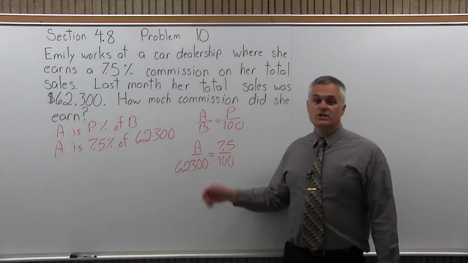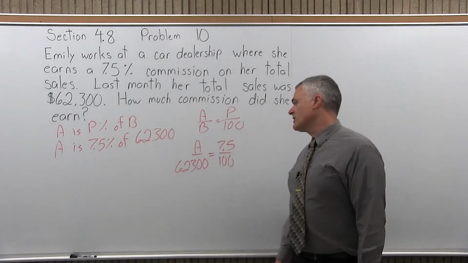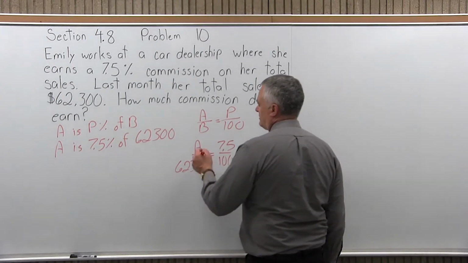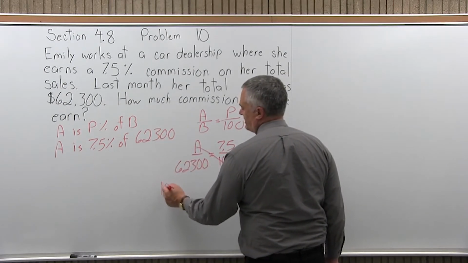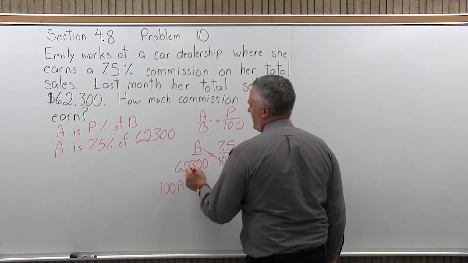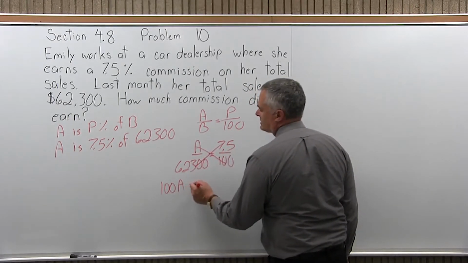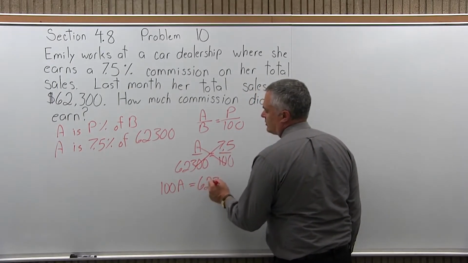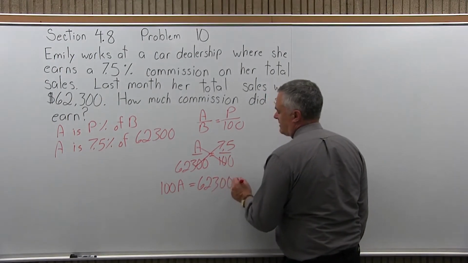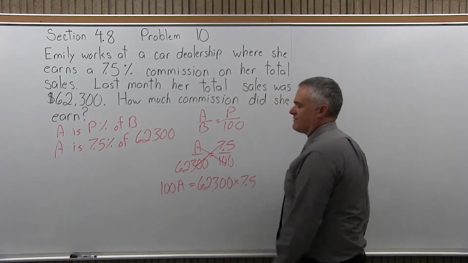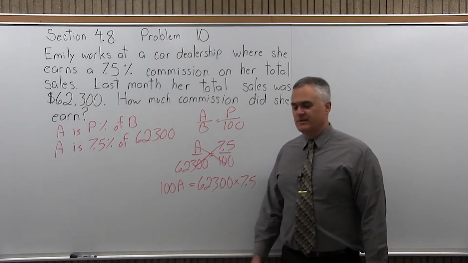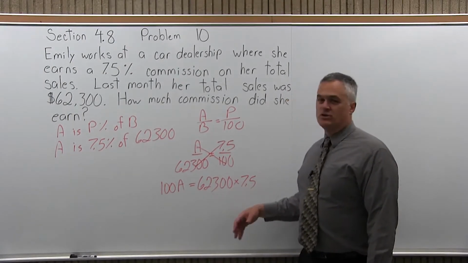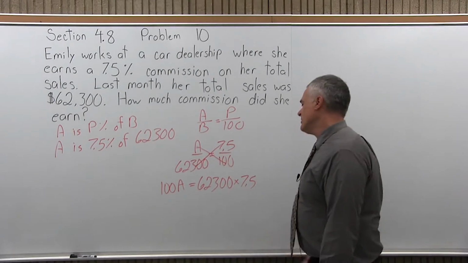So what I have is an equation with one unknown. To solve it, I will cross multiply. So I have 100 times A is 100A. And then 62,300 times 7.5. Now, that's not a multiplication that most people do easily without a calculator. So if you can use your calculator, that would be a good point to use it.